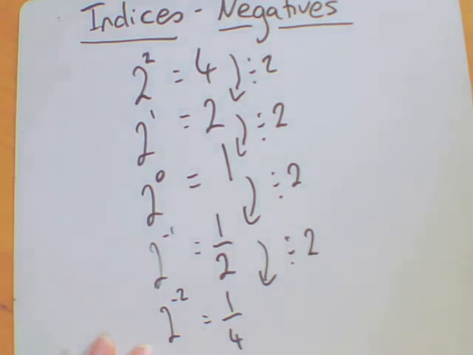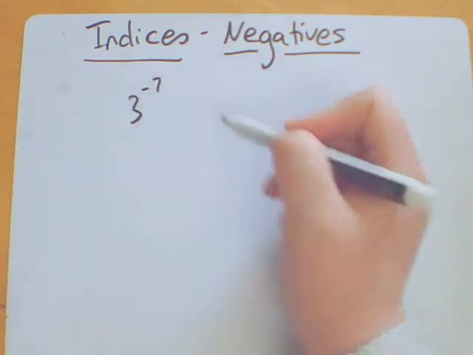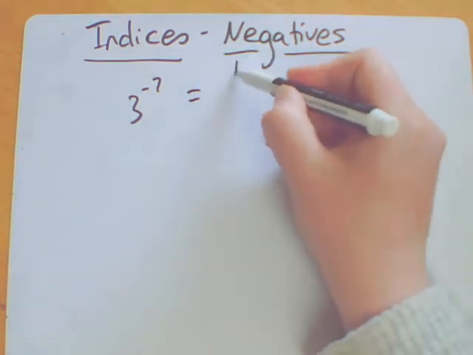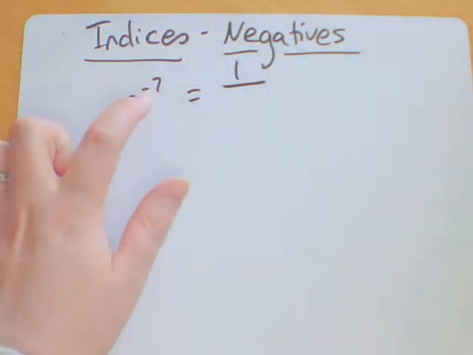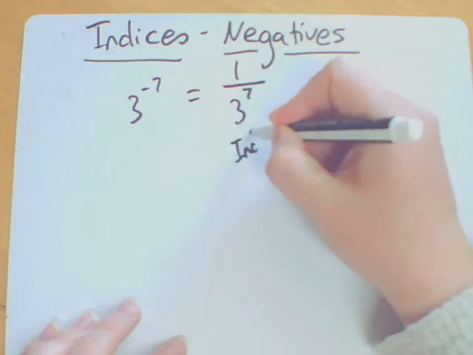So if we go to some actual questions that you'd like to get, let's take 3 to the power of negative 7. First thing you want to do is 1 over. Okay, this negative is making it a fraction. Then you do the 3 to the power 7 underneath. Now that could be where the question is actually asking you to stop, because it could say it wants you to give this in index form, of which that is it.